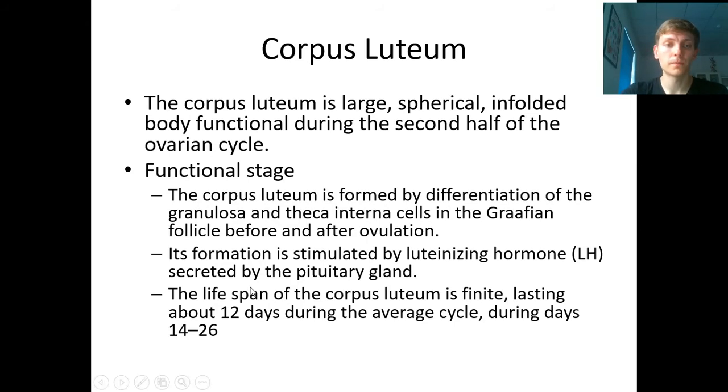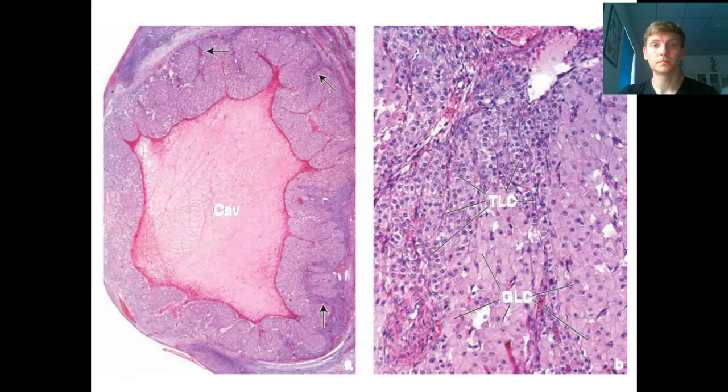luteum cells. Its formation is stimulated by luteinizing hormone, and the lifespan of the corpus luteum is finite, lasting about 12 days. 12 days only, before the next menstrual cycle, in an average cycle, between days 14 and 26. But in case of pregnancy, the corpus luteum remains and becomes larger in size.